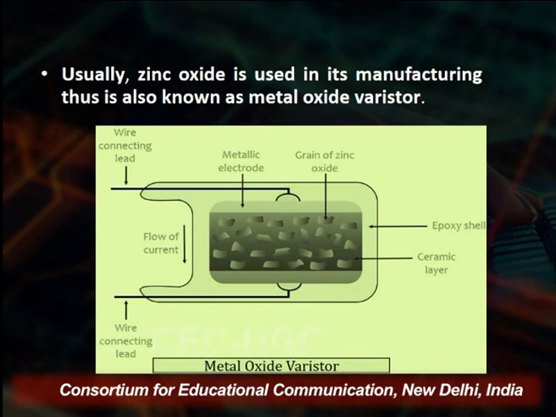You see on the screen that this is zinc oxide used for the construction of the metal oxide varistor. This is one of the metal oxide varistors, and it is sandwiched. You will see there is a ceramic layer and an epoxy shell. On the left hand side, we have wire connecting leads, and metallic coating electrodes are there, and the zinc oxide is sandwiched with the ceramic, and then it is covered with some material.